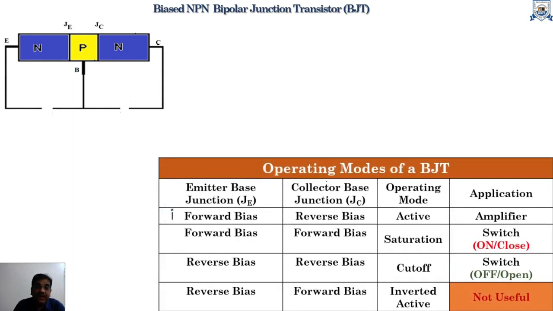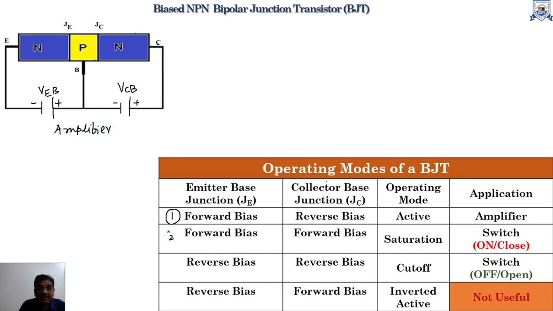Consider the first case, when the emitter-base junction is forward biased and the collector-base junction is reverse biased. To make the emitter-base junction forward biased, it is necessary to connect the positive potential of a battery source to the base and the negative terminal to the emitter, by a voltage source VEB. To make the collector junction reverse biased, you need to connect the collector terminal to the positive potential of a battery and the base to the negative potential, by a voltage source VCB. In this case, the bipolar junction transistor is used as an amplifier.